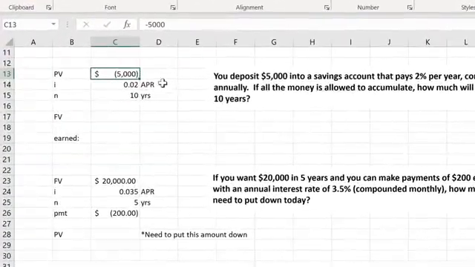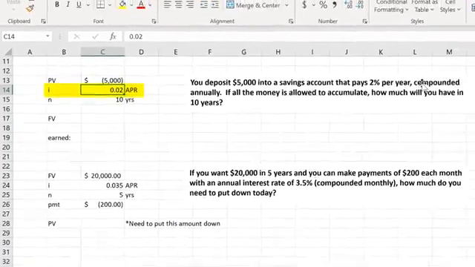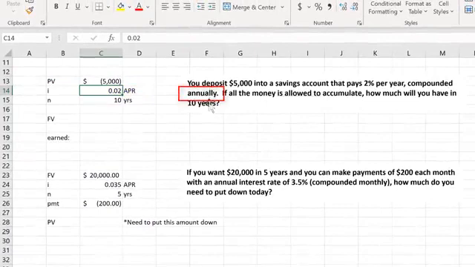So working over here in Excel, I can put the present value. So this is actually a savings account. So anything we put into the bank is going to be negative. This is negative 5,000. The interest rate is 2% per year, and we're going to compound annually. So that's a little different than the previous example. If all the money is allowed to accumulate, how much will you have in 10 years?